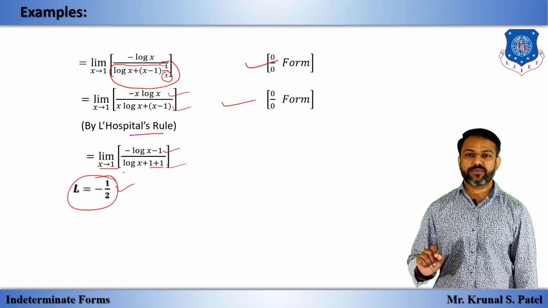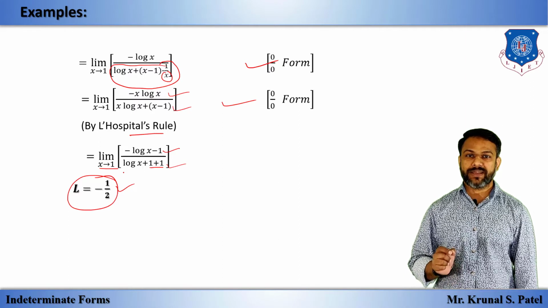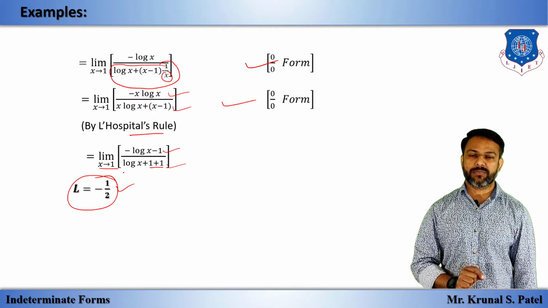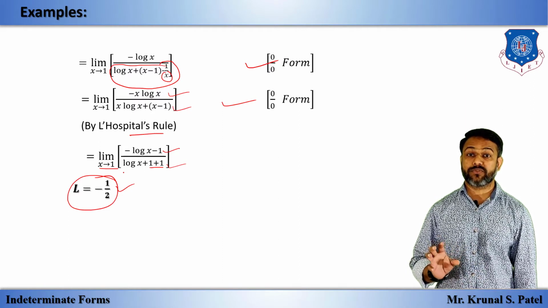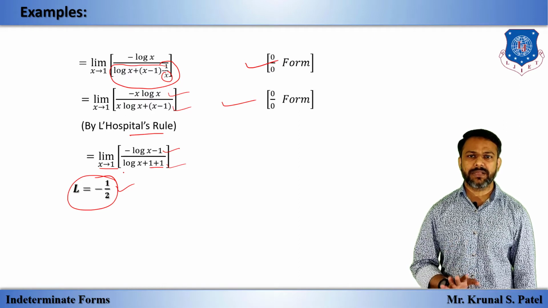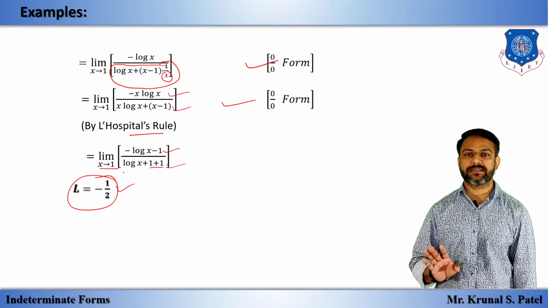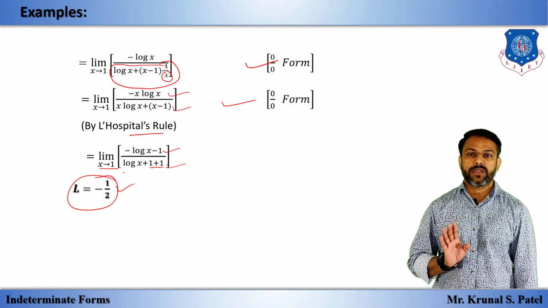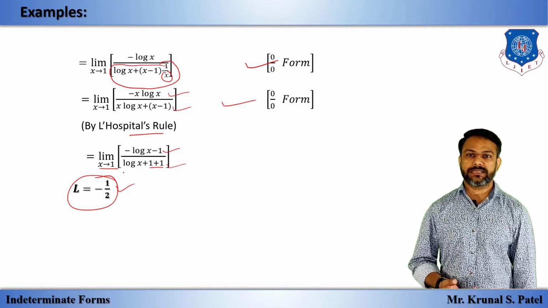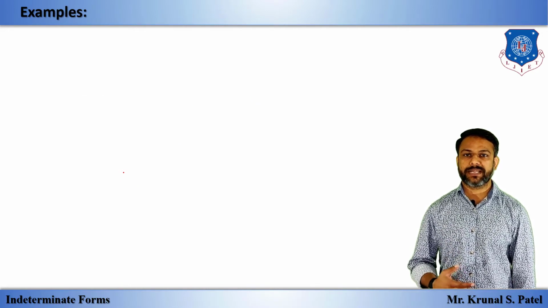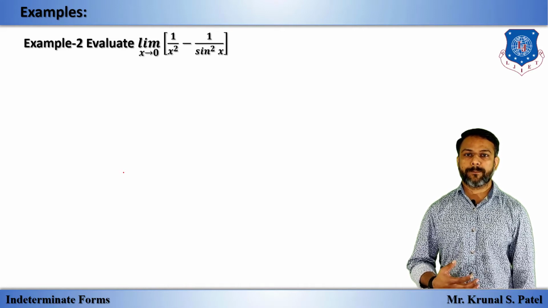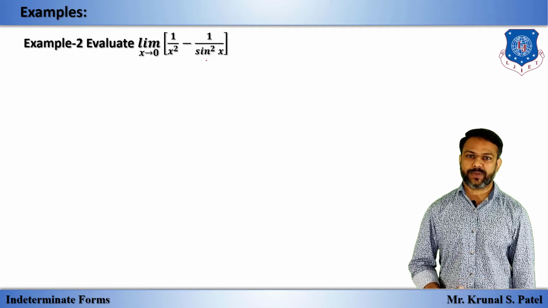So here you see that whenever infinity minus infinity form occurs, first you have to take LCM, then start with the same process as 0 by 0. Now let's have a look at the second example. Evaluate limit x tends to 0, 1 upon x square minus 1 upon sine square x.